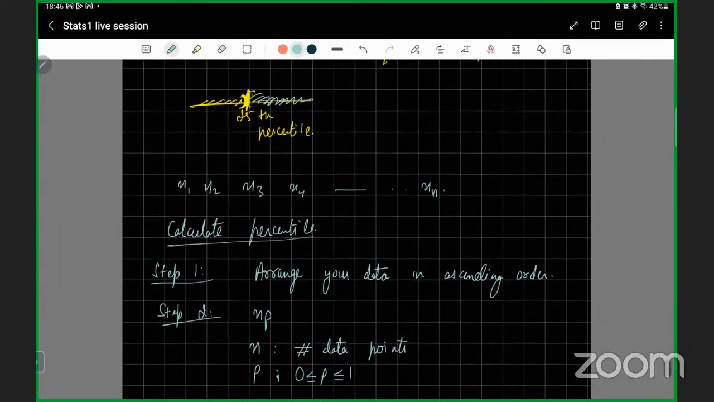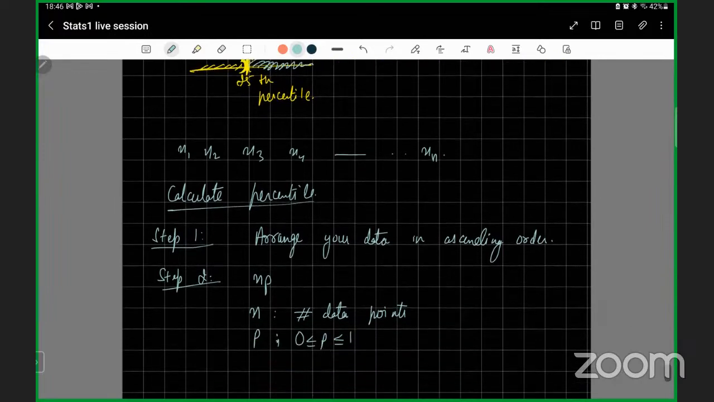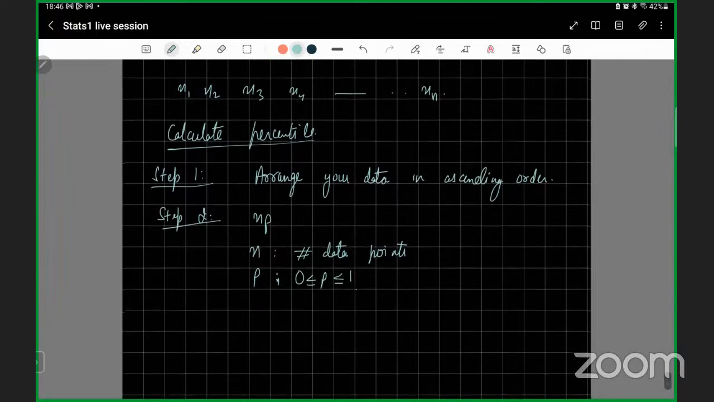As I said, if you have to find the 25th percentile, p will be any value that lies between 0 and 1. If you have to find, let's say, the 68th percentile, then p will be 0.68. If you have to find the 83rd percentile, then p will be 0.83, but it always lies between 0 and 1.